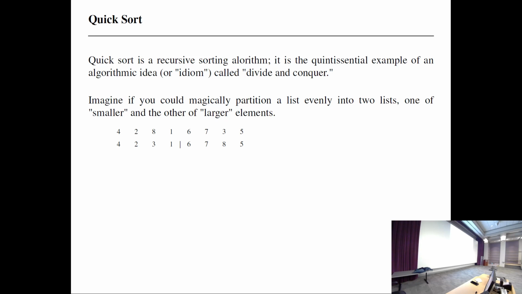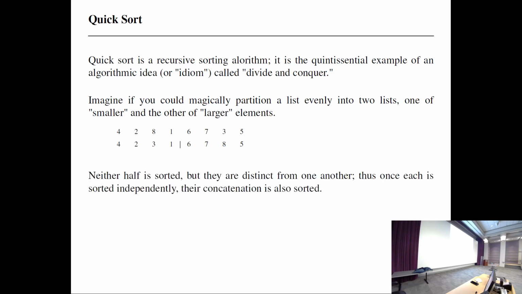If I could do that, then this suggests a sorting algorithm that repeats this. So neither half is sorted, but they are distinct. All of these elements are less than all of these elements. And this suggests that if I could somehow sort each half, then the whole list would be sorted. Why? Because if all of these guys are less than these guys, no matter what order they're in, if they were in sorted order and these guys were in sorted order, then the whole thing would be in sorted order. Does everybody see that? Right? So if I could somehow get through this first step, I'd essentially be done, provided I could then somehow sort the two halves.